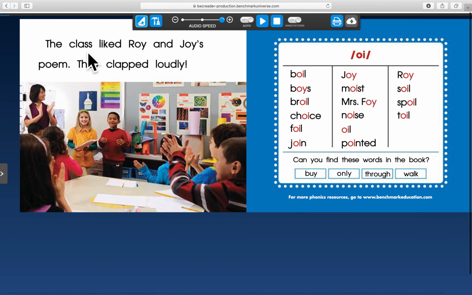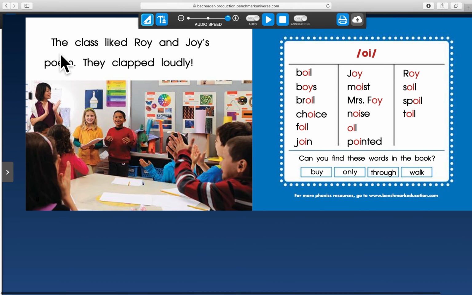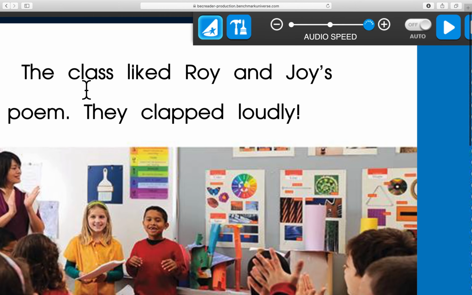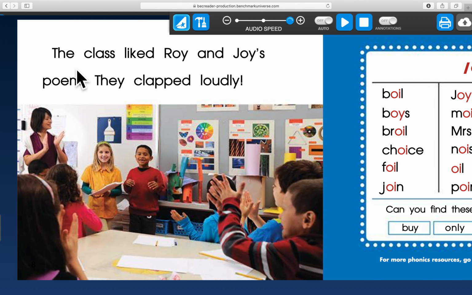Okay, let me zoom in. And no, that's not zoomed in. There we go. The class liked Roy and Joy's poem. They clapped loudly. Oh, and I remember at the beginning of the story, I said that they're both friends. So not only are they friends, but they're partners. They were partners in writing their poem about food.